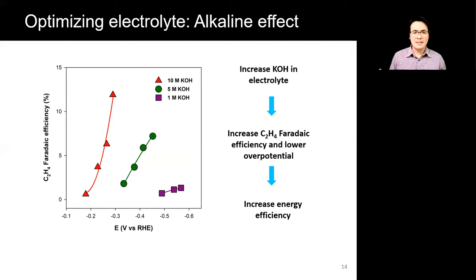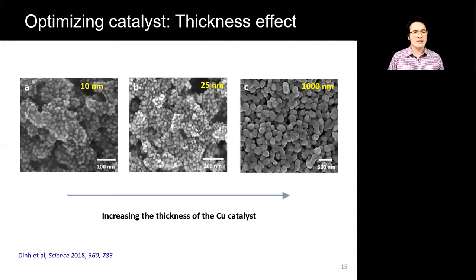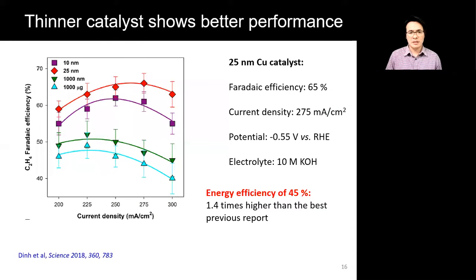After optimizing the electrolyte, we further optimized the catalyst layer by changing its thickness. We deposited the catalyst at 10 nanometer, 25, and then 1,000 nanometer. And then we operated the system, CO2 reduction in the high KOH concentration. What we observed was that the thinner catalyst layer seemed to perform much better compared to the thicker one.